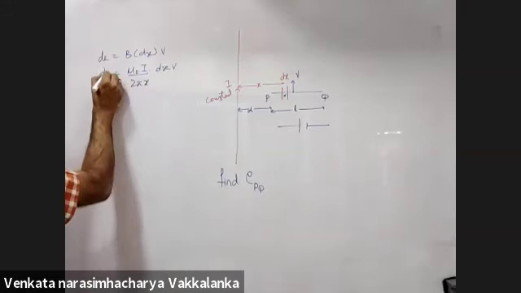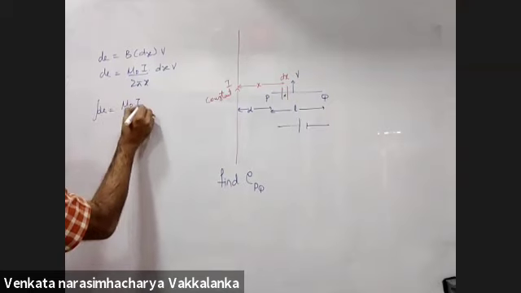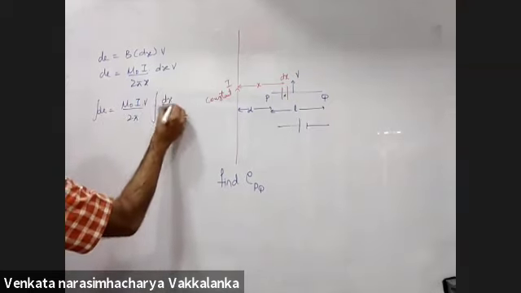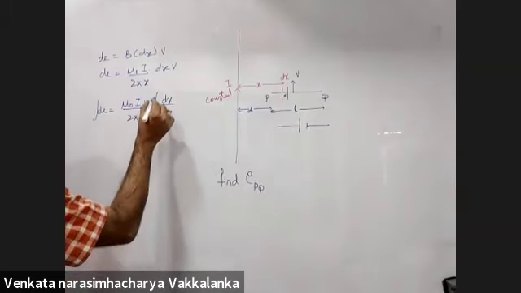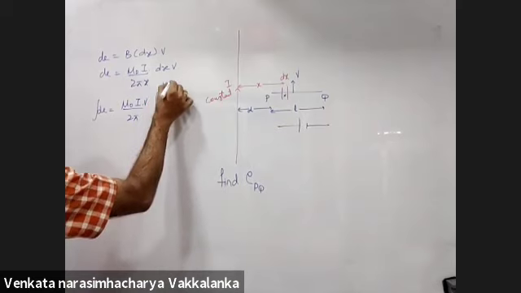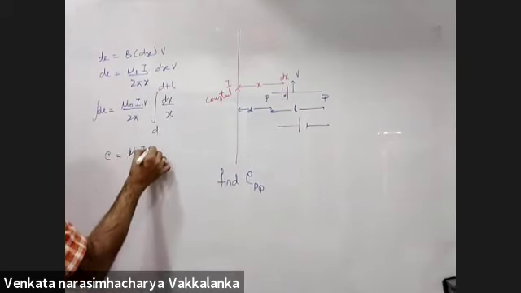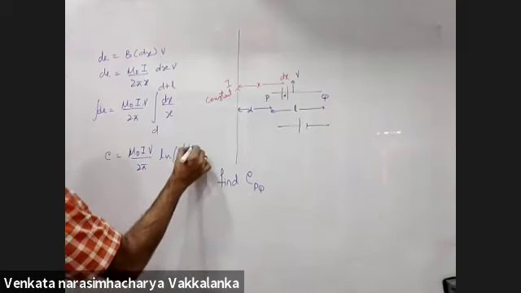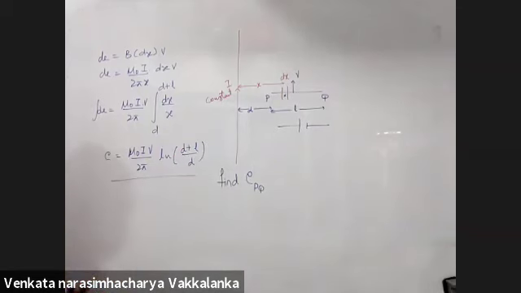ε = integral of B, L, V. That is integral of mu naught I by 2 pi, V, integral dx upon x. Least value of x is D, maximum value of x is D plus L. So mu naught I V by 2 pi ln of (D plus L) upon D. This will be the motional EMF across PQ.